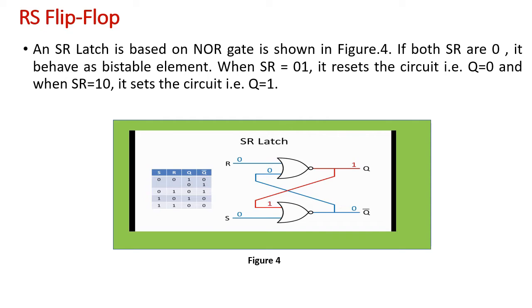If we are applying 0 at the S terminal and 1 at the reset, means second case, it will reset the latch, means it will give 0 at the output. Whenever we are applying S as 1 and 0 at reset, it will set my output, means Q will be 1. For the 1 1, it is an indeterminate case, so we will avoid this last case, because it will give 0 at the Q and 0 at the QR, which is indeterminate, which is wrong, because we know that Q and QR will always be the complement of each other.